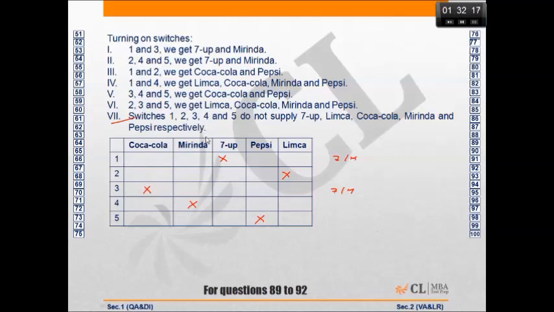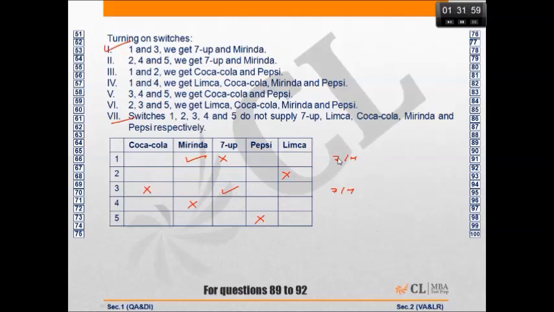1, 3 we get 7 Up and Mirinda. 1 will not give me 7 Up, that means 1 will give me Mirinda, and 3 will give me 7 Up. Okay. 1, 4 we get Coke and Pepsi. So the common drink between 1 and 2.